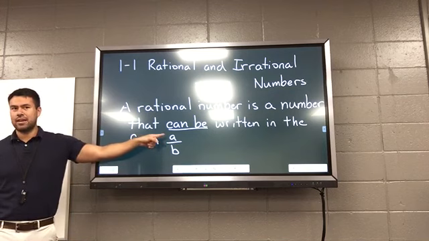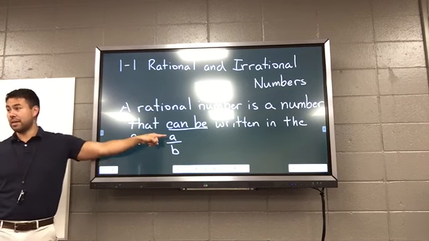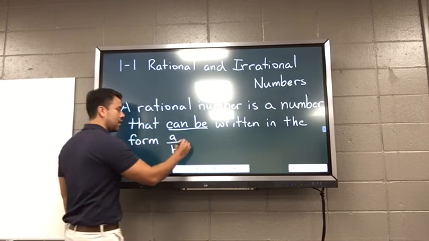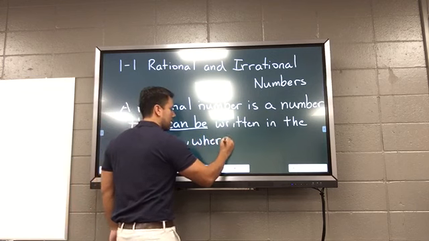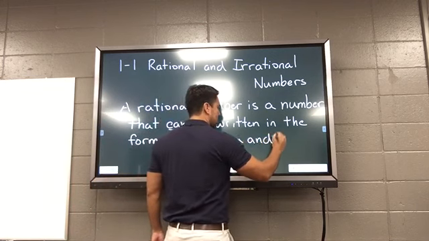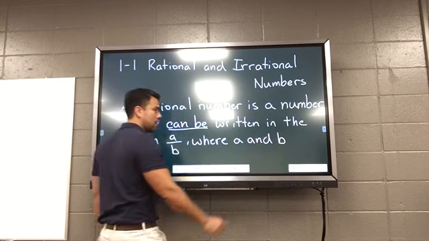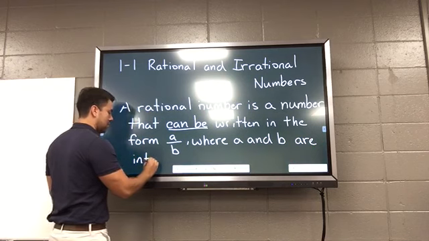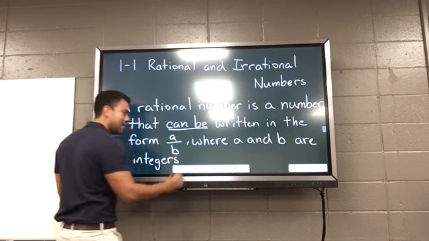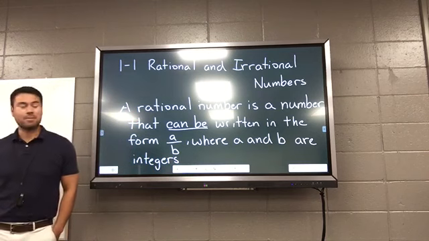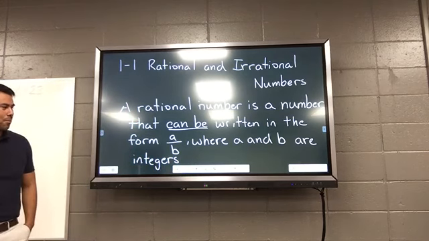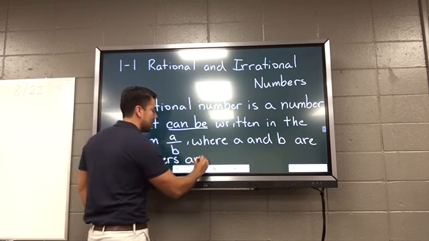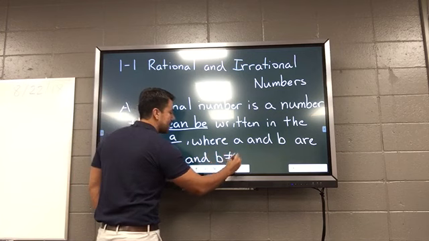Now, A over B, what kind of number does that look like? A fraction. It can be written as a fraction, but it has to be specific where A and B, so the numbers A and B, whatever those numbers are, are integers. That might be the case for you, but maybe for others you do remember what an integer is. So A and B are both integers, and B does not equal 0.